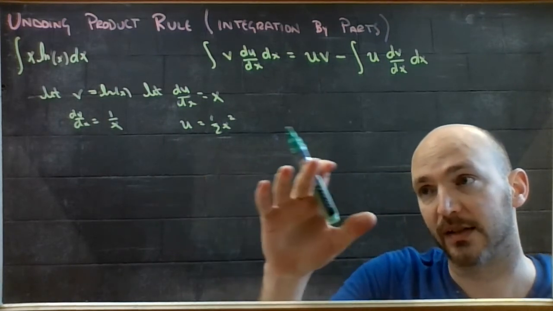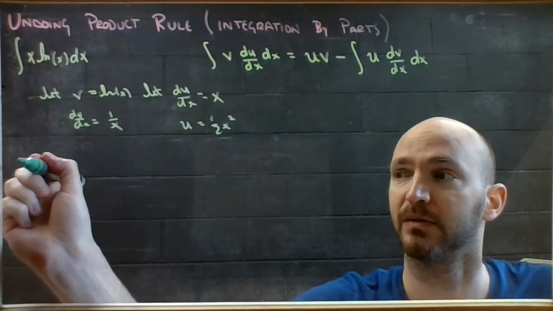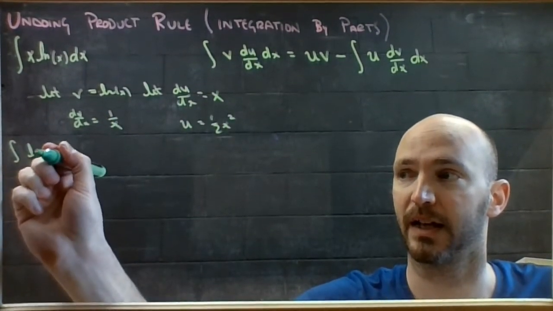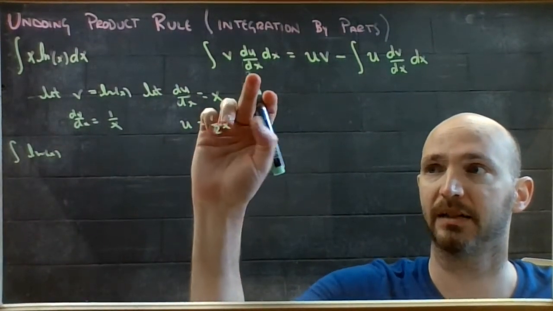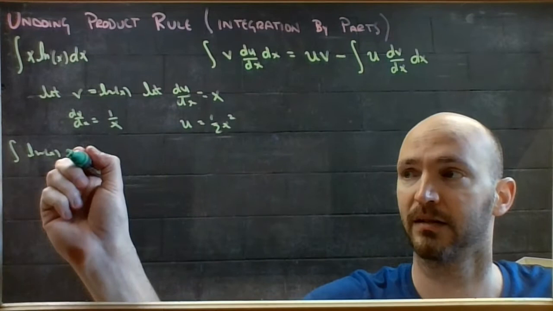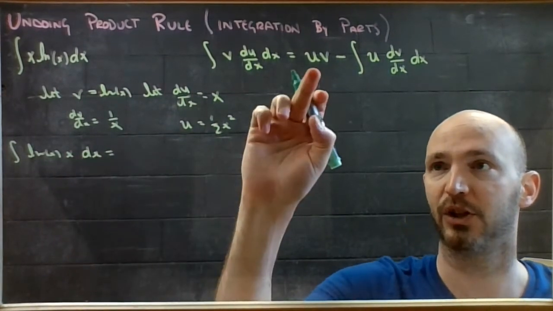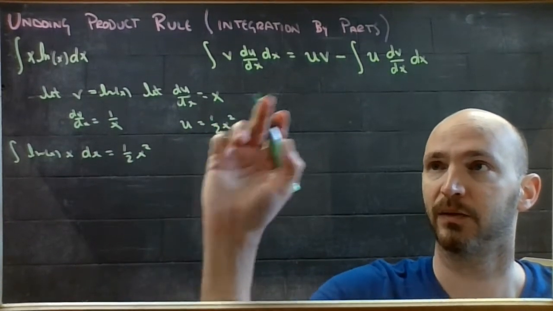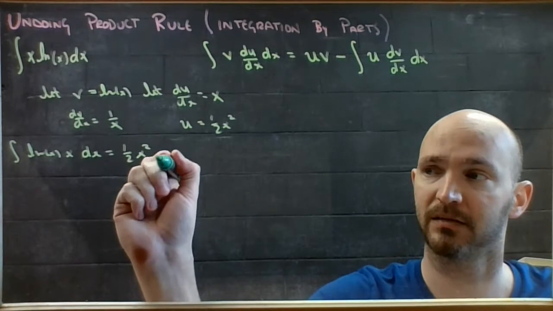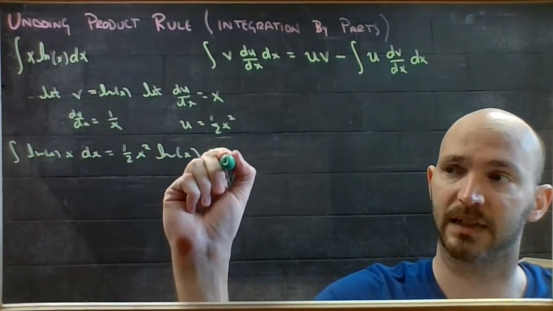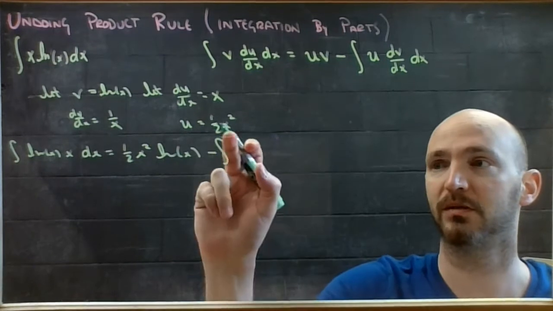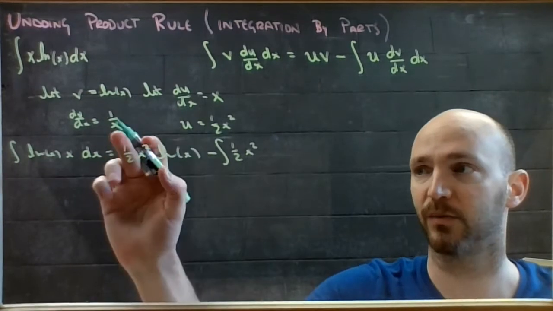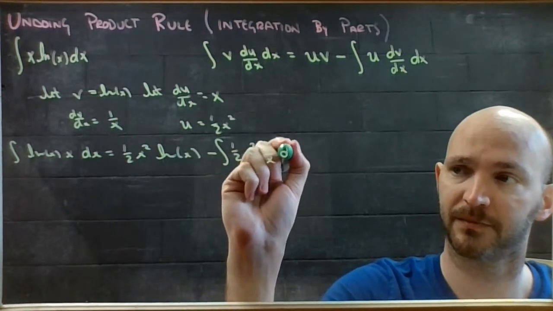So if I go across on this particular integral, I have the integral of v, that was this, of ln x multiplied by this dx is equal to u, which is this thing, v, which is this thing, subtract the integral of u, which is this thing, dv dx, which is this thing, dx.